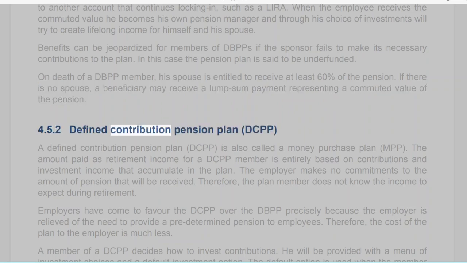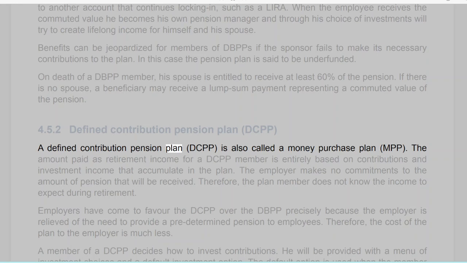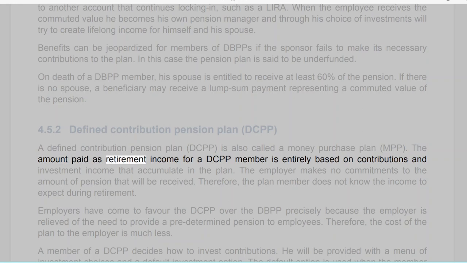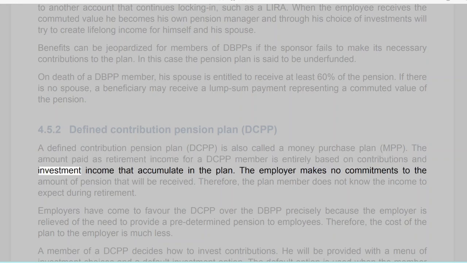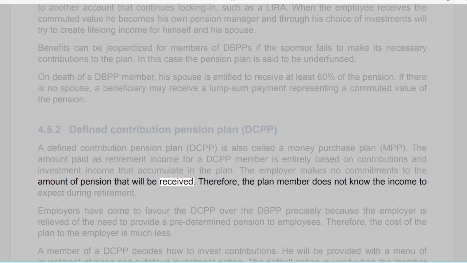4.5.2 Defined Contribution Pension Plan, DCPP. A defined contribution pension plan, DCPP, is also called a money purchase plan, MPP. The amount paid as retirement income for a DCPP member is entirely based on contributions and investment income that accumulate in the plan. The employer makes no commitments to the amount of pension that will be received. Therefore, the plan member does not know the income to expect during retirement.